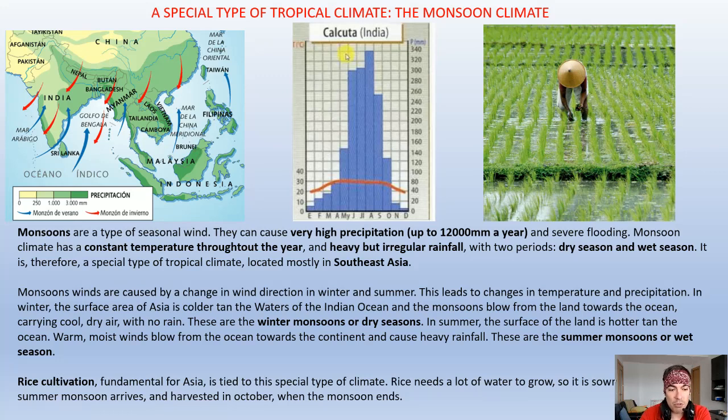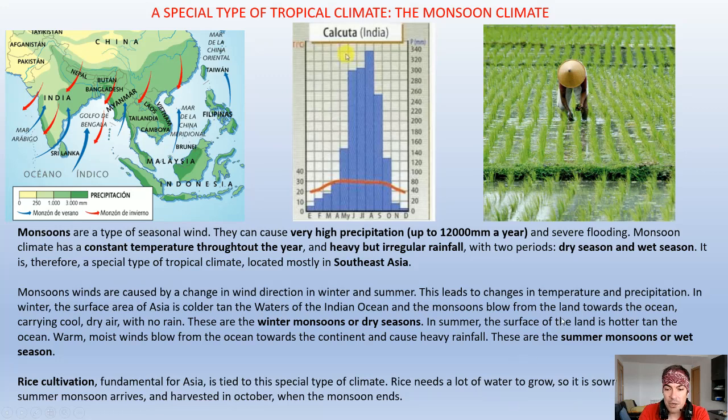So monsoon winds are caused by a change in wind direction in winter and summer. This leads to changes in temperature and precipitation. Why? Because in winter, the surface of Central Asia is colder than the waters of the Indian Ocean, which is this, el Índico, and the monsoons blow from the land towards the ocean carrying cool, dry air with no rain. Okay, these are the winter monsoons or dry seasons. These red arrows are the winter monsoons.